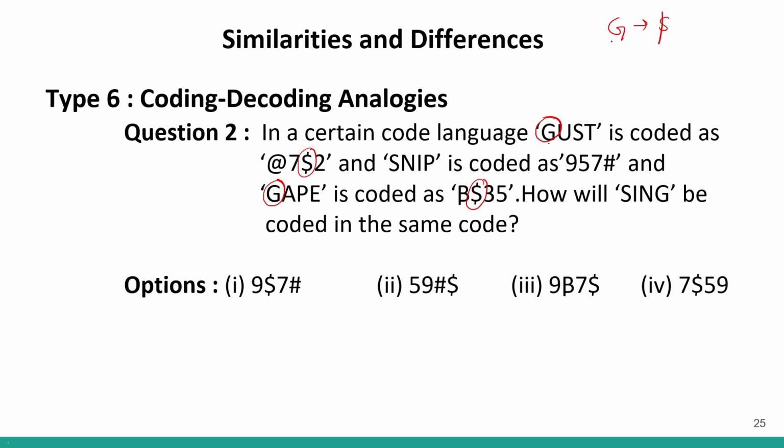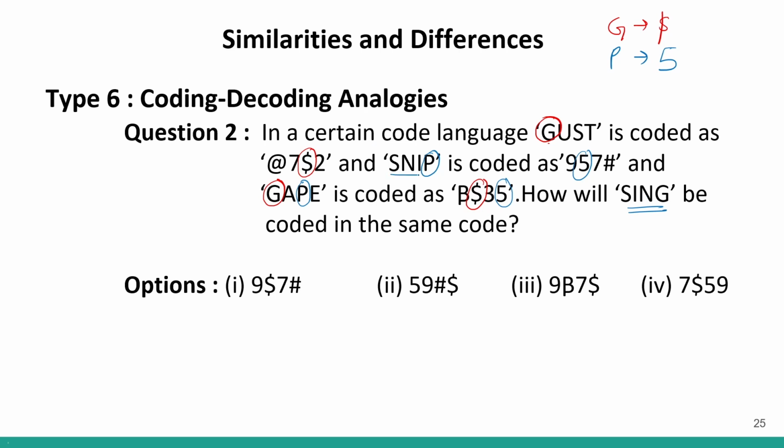Correct? Now, in the word snip and gape, the only common, I'm using a different ink for each alphabet, in snip and gape, the only common alphabet is P, right? And in the code 957 hashtag and this, the only common code is 5. So P is 5. Correct? Now, if you look at gust and snip, so I have to find the code for sing, right?